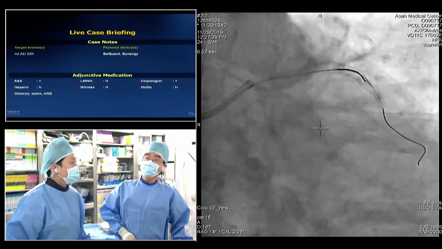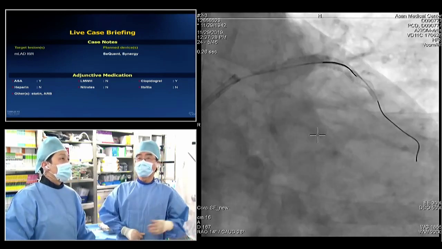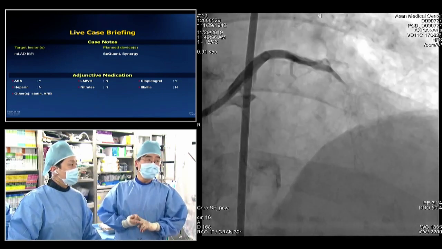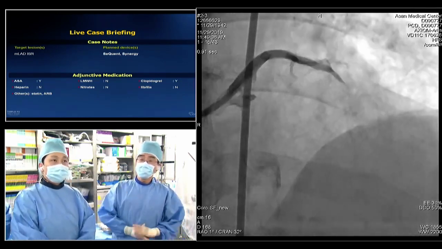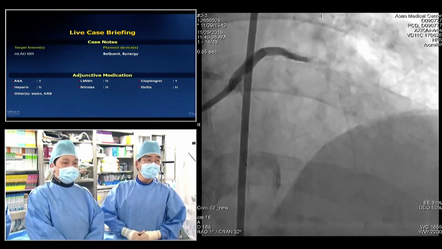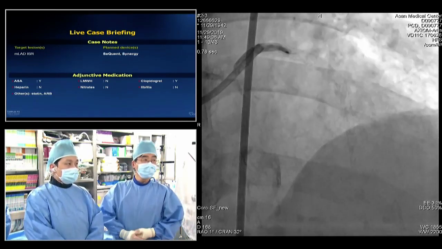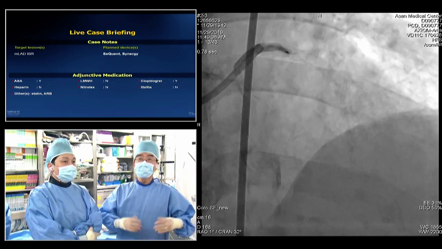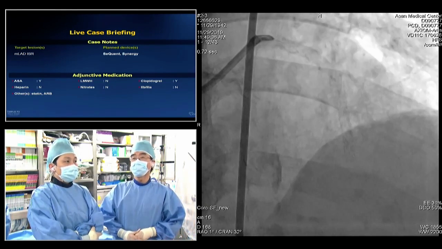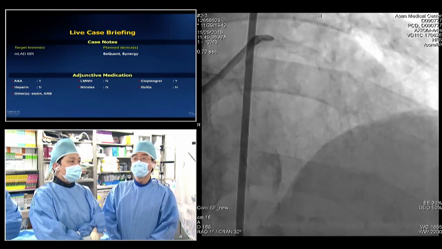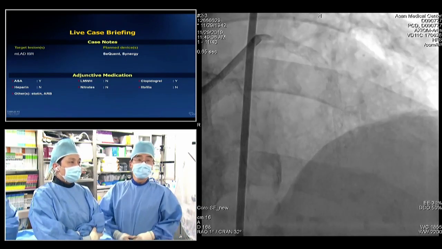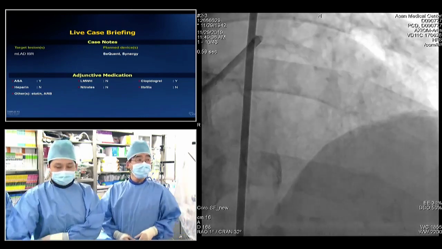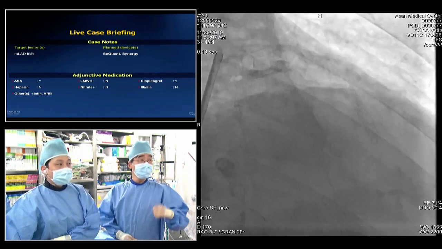So the next step: which imaging modality for this patient? The focus of imaging in an ISR lesion is, first, the size of the stent, and second, the characteristics of the neointima. This is a bare-metal stent with a very long history of 20 years, so the possibility of neoatherosclerosis is quite high. So we do the IVUS. No, OCT. We selected OCT. Please show us the OCT images, Dr. Kang.